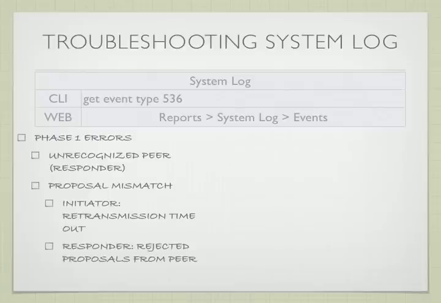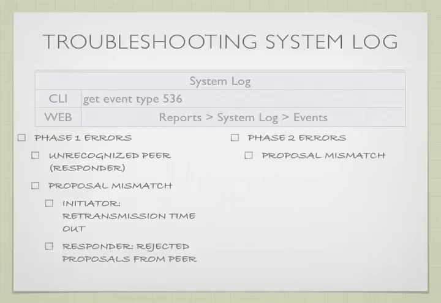So transmission timeout means either it's not configured at all on the other site, or the proposal doesn't match what is configured. So if you're trying to bring up a VPN and you see retransmission timeout on your side because you're the initiator, and you're working with someone to bring up a VPN, then that means your proposals are not matching.